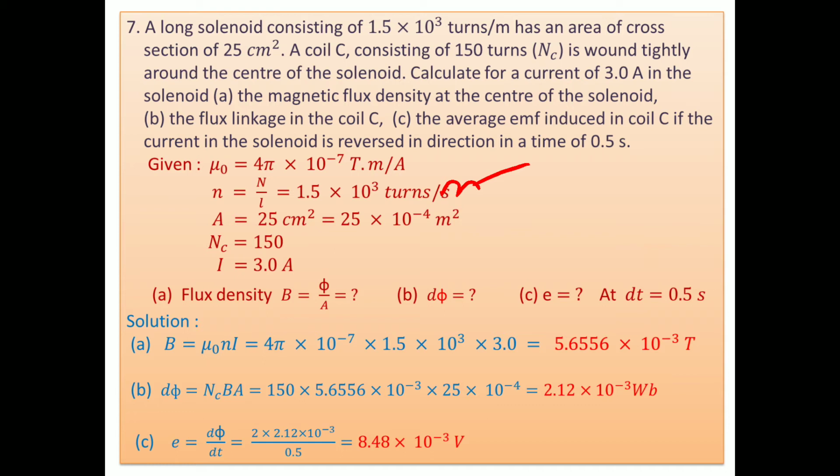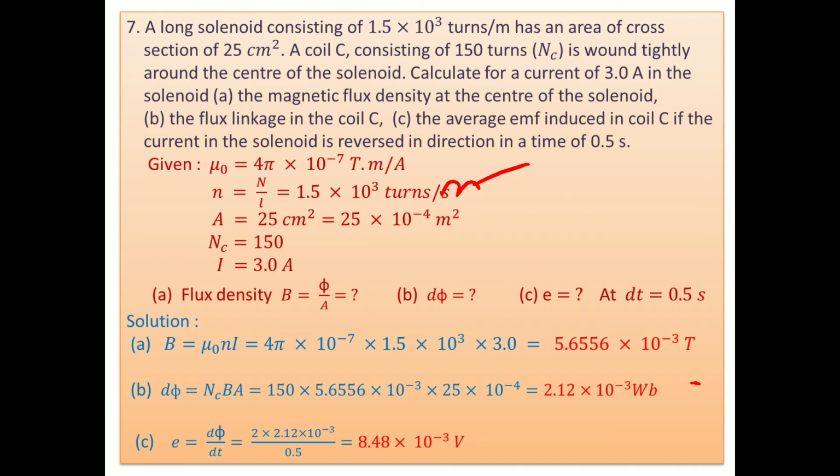After calculation, it is 5.6556 × 10^-3 Tesla. This is your answer for the magnetic field inside the solenoid. Then magnetic flux is nothing but NBA cos θ. But look here again, θ is 0 because the magnetic field and the plane of the solenoid are perpendicular. So along the axis, the area vector is there and the magnetic field is in the same direction.